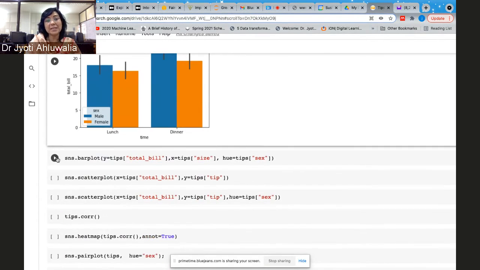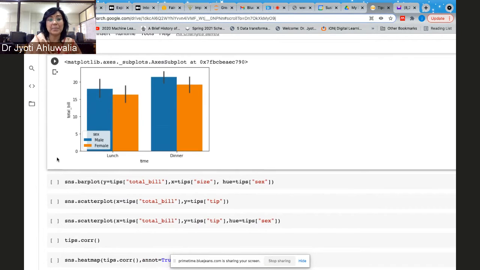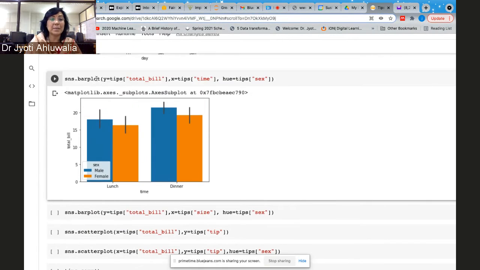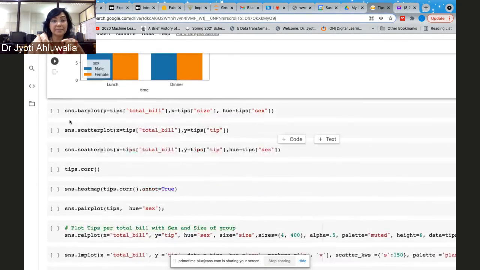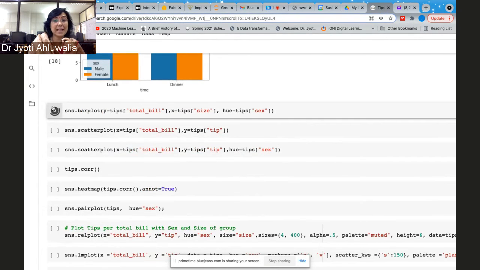Even if females are coming, they are paying a lesser bill amount, because this graph gives me the mean value. When I say bar plot, it gives me the mean value. So this is the total bill amount's mean value. More males are paying a higher bill amount than the females, even though in our previous chart we saw that more females are coming. Let's look at bill amount, size, and sex.